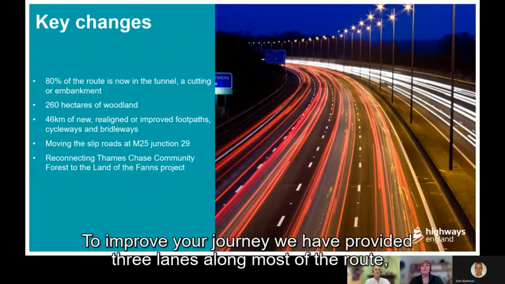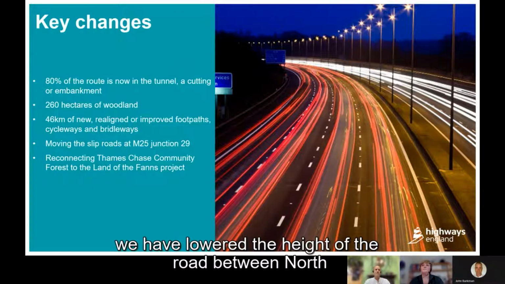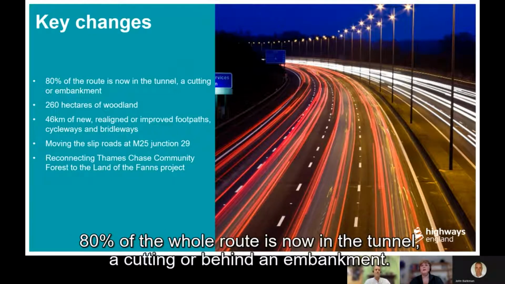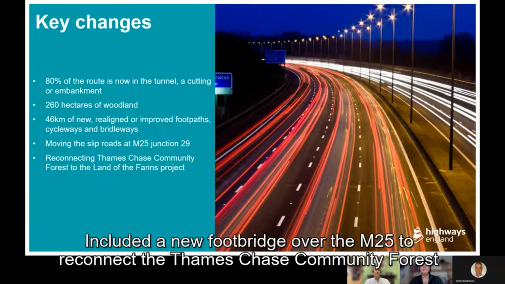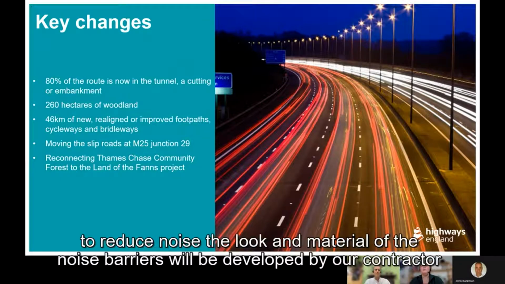To improve your journey, we have provided three lanes along most of the route, including the tunnel. To reduce the impact on local communities, we have lowered the height of the road between North Ockendon and South Ockendon to minimise visual impact to communities in these areas. 80% of the whole route is now in the tunnel, a cutting, or behind an embankment. We have included a new footbridge over the M25 to connect the Thames Chase Community Forest and Land of the Fanns project. We have also added noise barriers and earthworks to reduce noise.